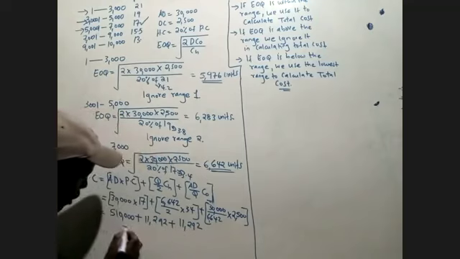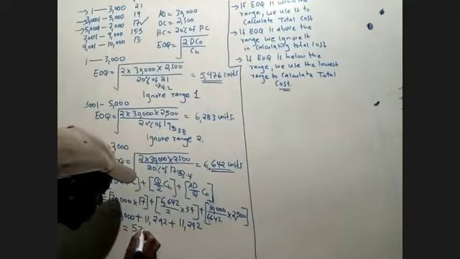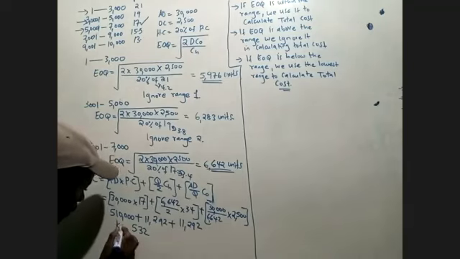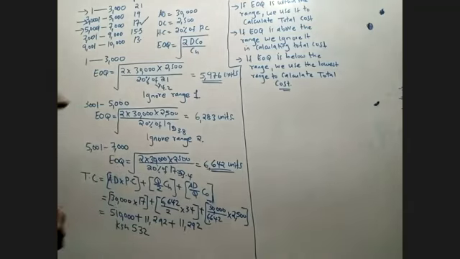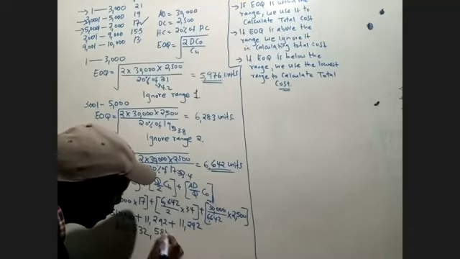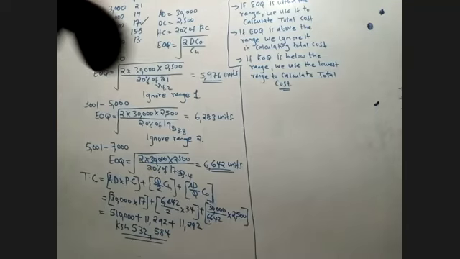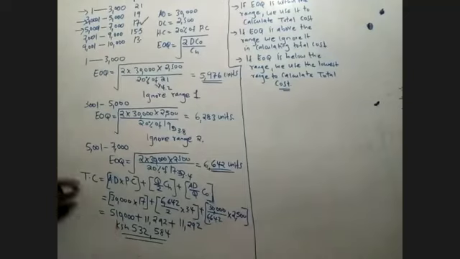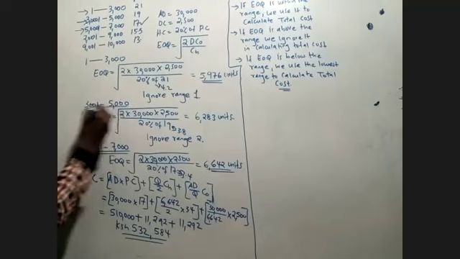Add them together: 510,000 plus 11,292 plus 11,292. So we have 532, Kenya shillings. My calculator is troubling me, I think it is 584. I think that one is the correct one. So that one is the cost for the range between 5,000 to 7,000.